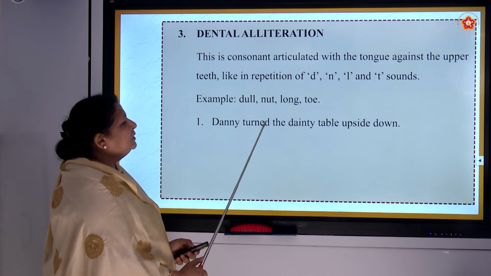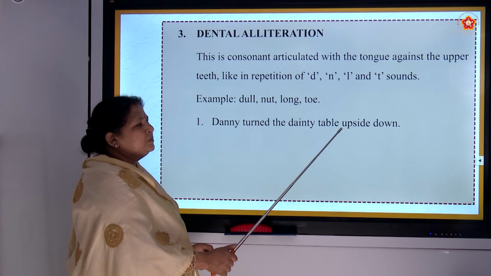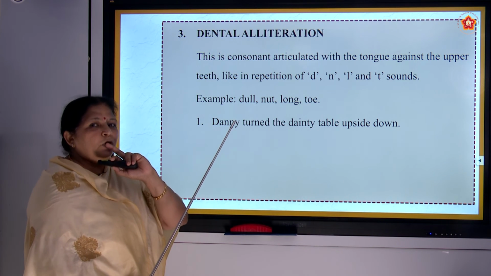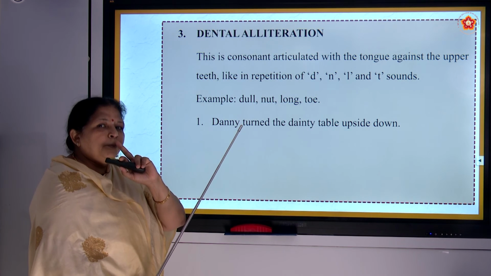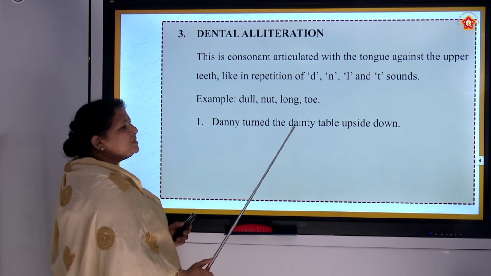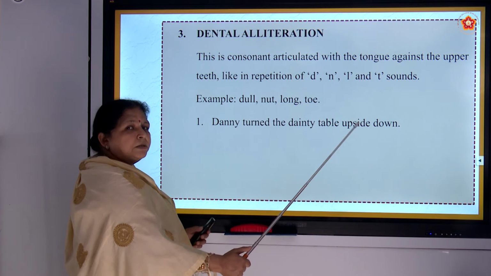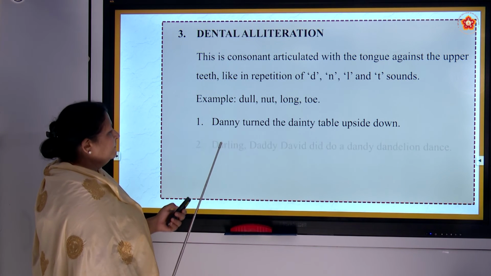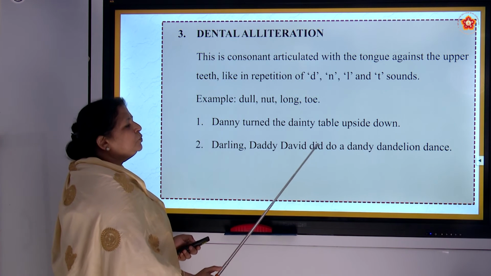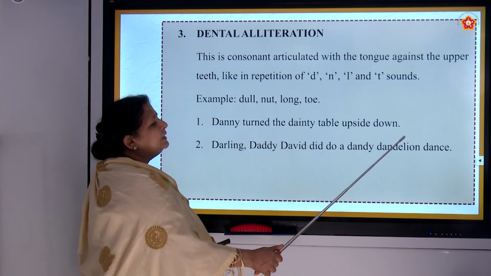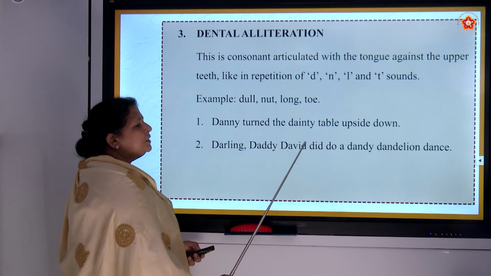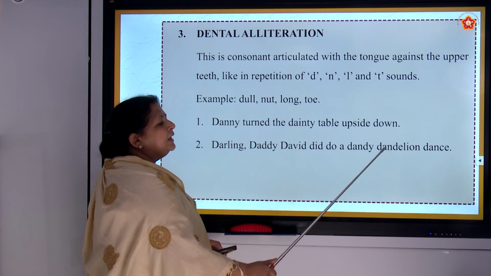Danny turned the dainty table upside down. See how many times the tip of the tongue is dashing your upper teeth. Danny turned the dainty table upside down. Darling Daddy David did do a dandy dandelion dance.